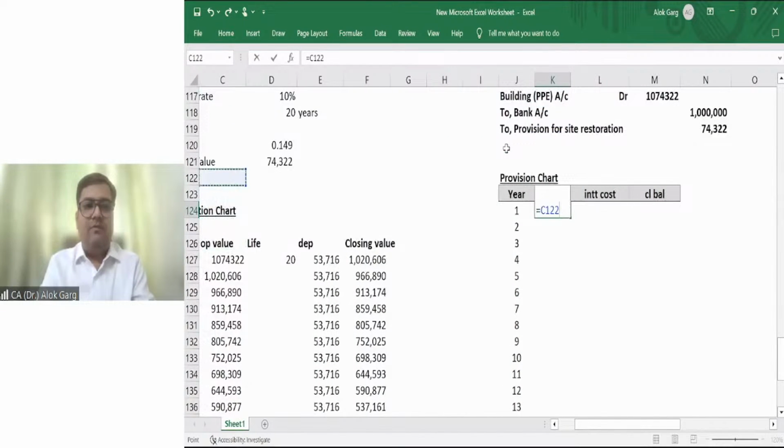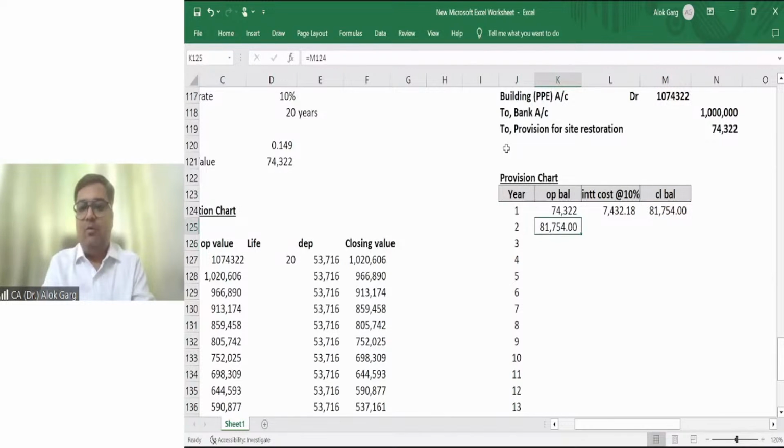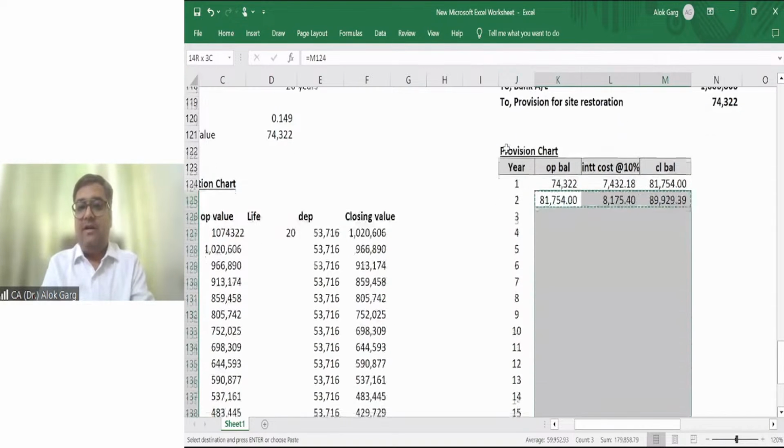This is the present value of the opening balance. Interest cost: you have discounted it at the rate of 10%. Again, you have to unwind the discount, right? You will read this in detail in Ind AS 37, the provision standard, but I will tell you here also. This will be the interest cost, closing balance. Every year one interest cost will be there. And in the second year, this will become the opening balance. This is your interest cost. This will be your closing balance. So this will run till the 20th year.